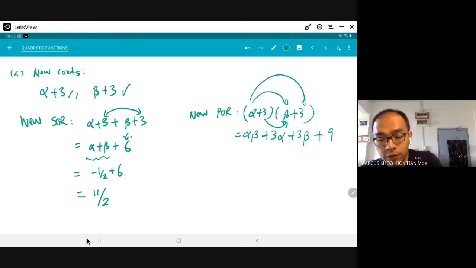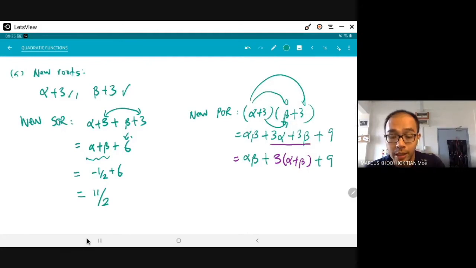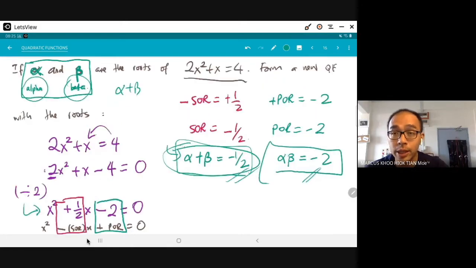Okay. Now if you notice 3 alpha dan 3 beta, kita boleh factorize keluar alpha tambah beta. Okay, so this one, the rest all will remain the same lah. Alpha beta tambah 3, alpha tambah beta tambah 9. Then kita boleh gantikan alpha beta dan alpha tambah beta seperti dalam soalan ni.